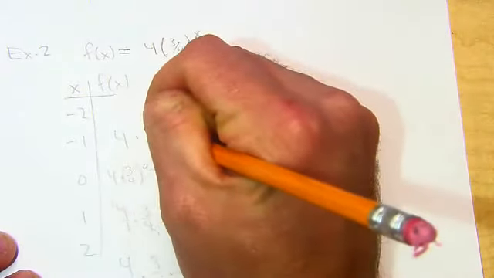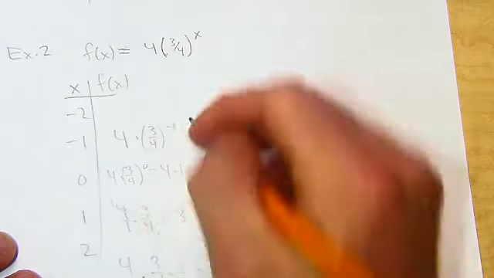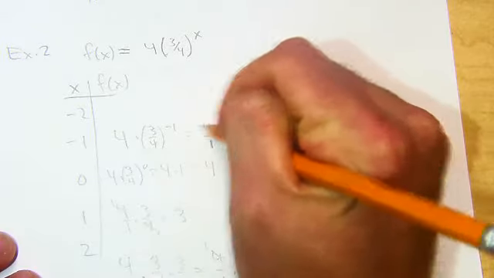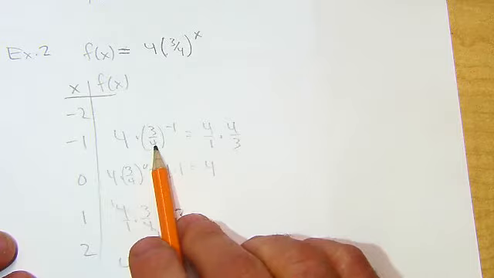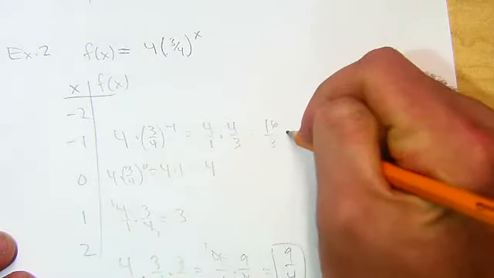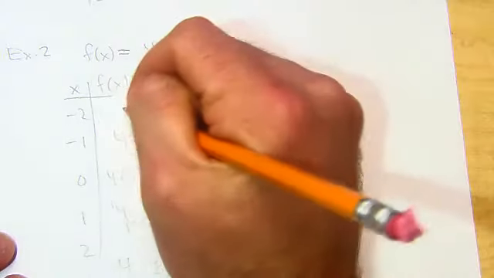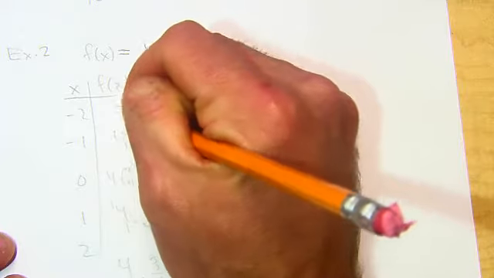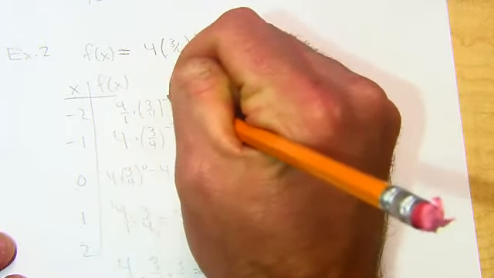4 times 3/4 to the -1. Remember, negative power means you flip it over. So it's 4 over 1 times 4/3. Flip that over to the 1 power. So really we're talking 16/3. It's 5 1/3. And then this last one, 4 over 1 is going to be times 3/4 to the -2.